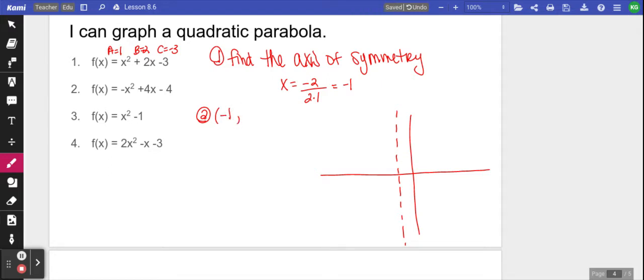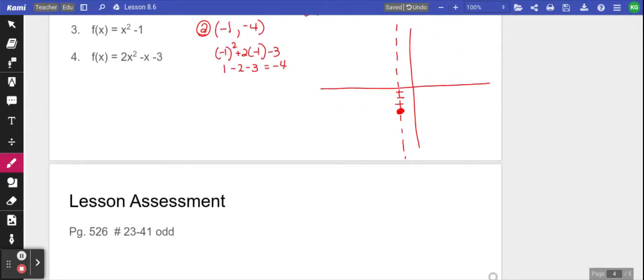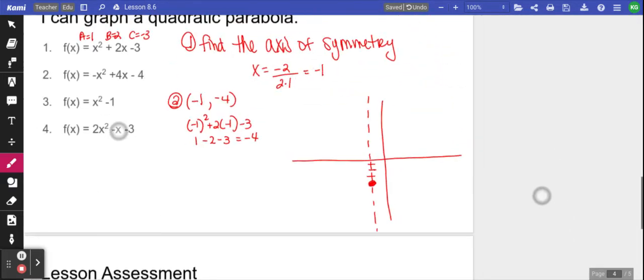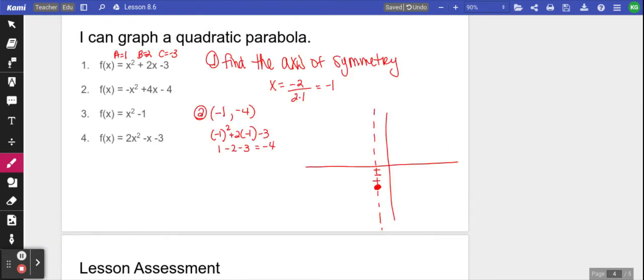So now we're going to substitute that into our equation. So we're doing negative 1 squared plus 2 times negative 1 minus 3, which gives me 1 minus 2 minus 3, which is negative 4. 1, 2, 3, 4. So there's our vertex. Now, the next part of it is going to be, does the graph open up or down? Looking at the fact that this is a positive x squared, I know that it won't be a flipped graph. So I know that my vertex will open up.